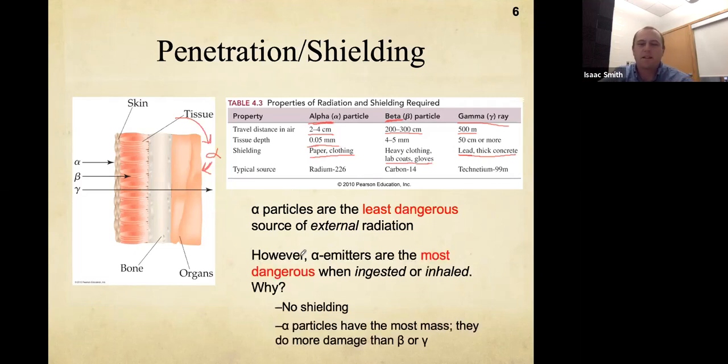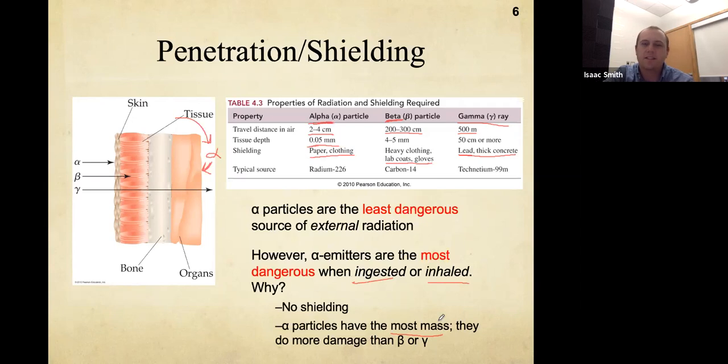So we talk here about how if you ingest or inhale alpha emitters, it can be a lot more dangerous because alpha particles have the most mass. Okay, so they can do a lot more damage than beta or gamma if they're inside your body.